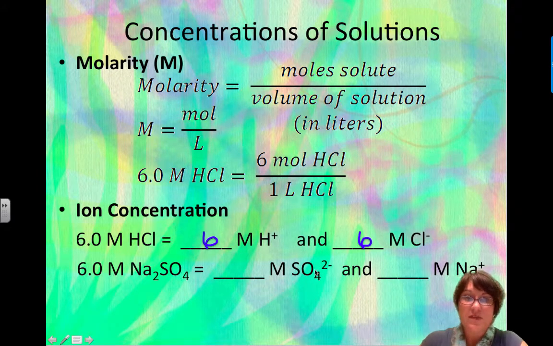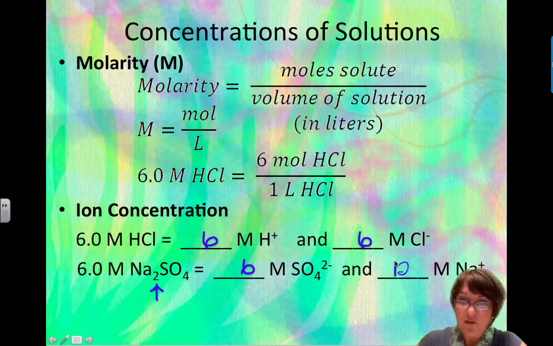Now, what if we had a substance like sodium sulfate? Of course, in 6 molar sodium sulfate, there are 6 molar concentration of sulfate ions, but the sodium has twice as much as sulfate, right? Na2SO4. So that means it's 12 molar concentration for the sodium ions. So definitely pay attention, and we'll work through some practice problems where you can nail this down.